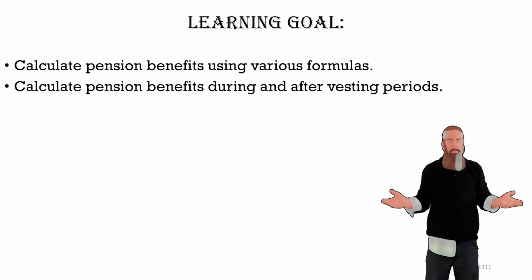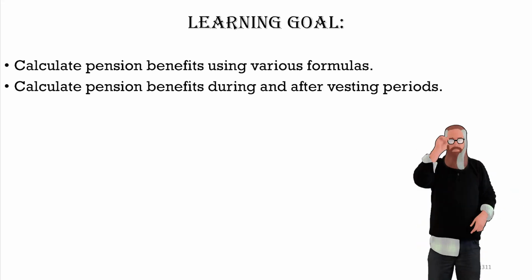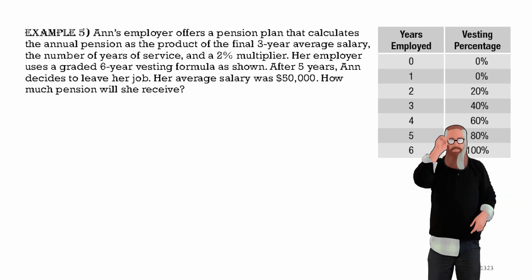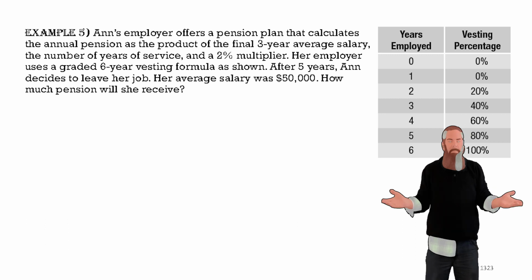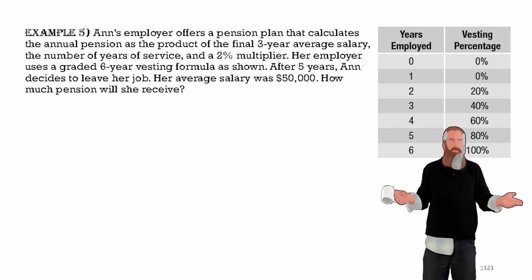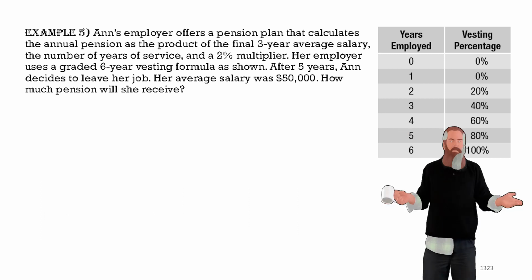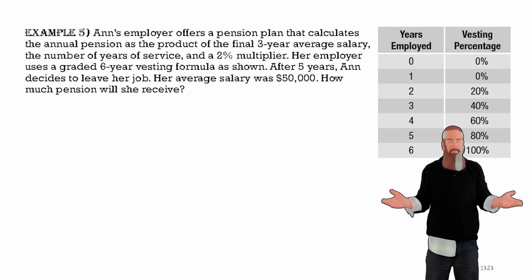Let's calculate pension benefits during and after a retirement period. Ann's employer offers a pension plan that calculates the annual pension as a product of the final 3-year average salary, the number of years of service, and a 2% multiplier. Her employer uses a graded 6-year vested formula as shown. After 5 years, Anna decides to leave her job. Her average salary was $50,000. How much pension would she receive?